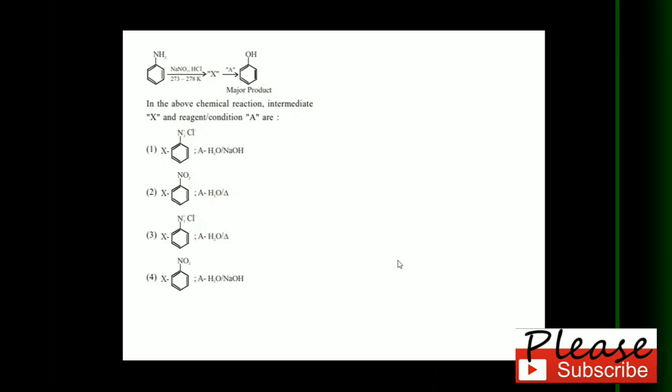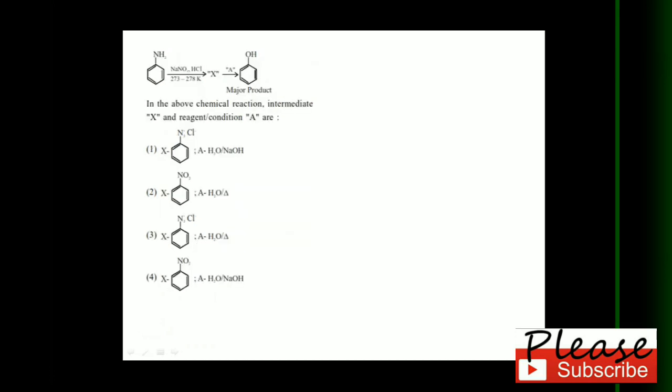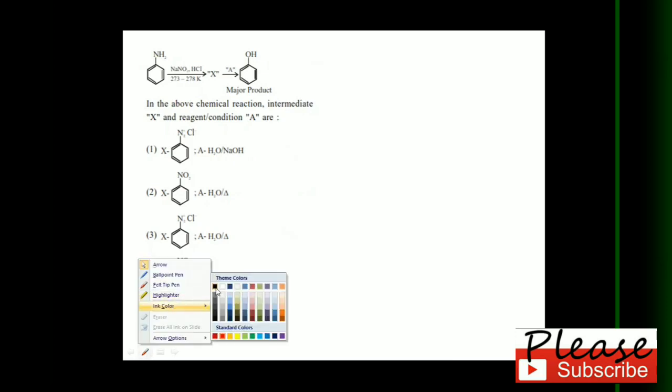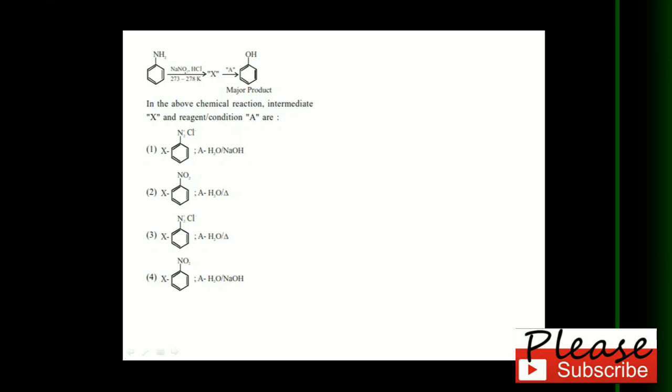So this one is the first question. It is a diazotization of the aniline. Here the diazonium chloride is formed. The X is benzene diazonium chloride, C6H5N2+ Cl minus. This one, on heating with water, will give you the phenol. So the option is the third one. Okay, that's it.